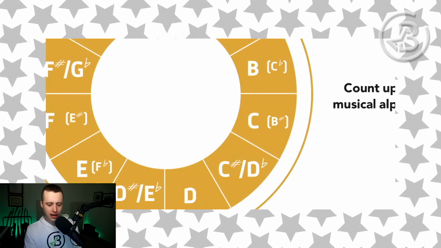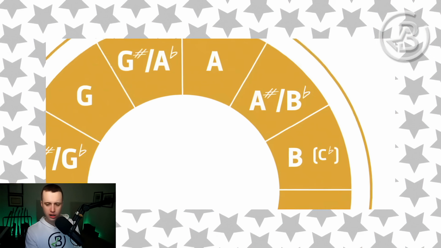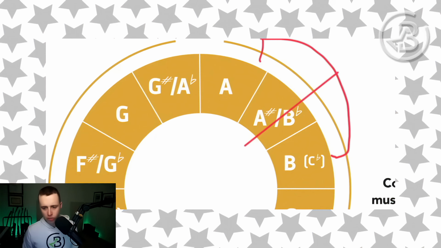So the way this pattern works is, let's start on A. So we start on A, then we go to A sharp or B flat, and we can see that right between A and B, right down the middle, we have A sharp or B flat. So if we were to raise A sharp up by a little bit with the sharp, or we were to lower B down by a little bit with a flat, that gets us the same pitch, A sharp or B flat.